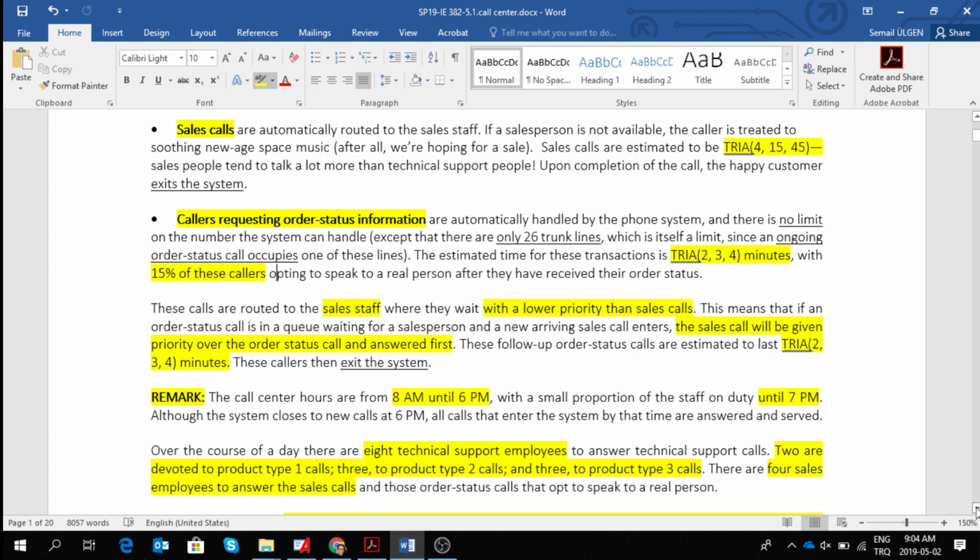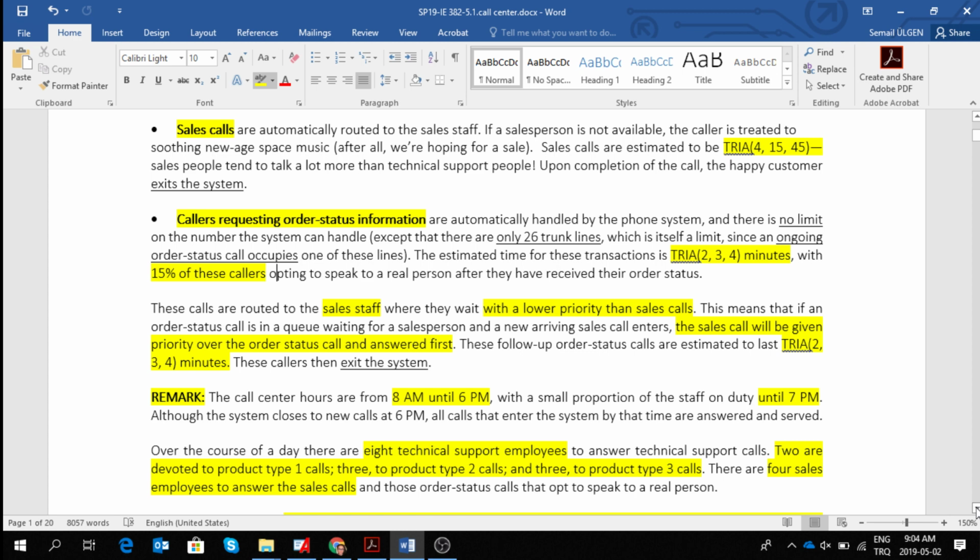It's the triangular distribution. And with 15% of these callers opting to speak to a real person after they have received their order status. So 85% of the time their call will be handled by the phone system automatically, but 15% of the time they are going to be directed to the staff. Okay.